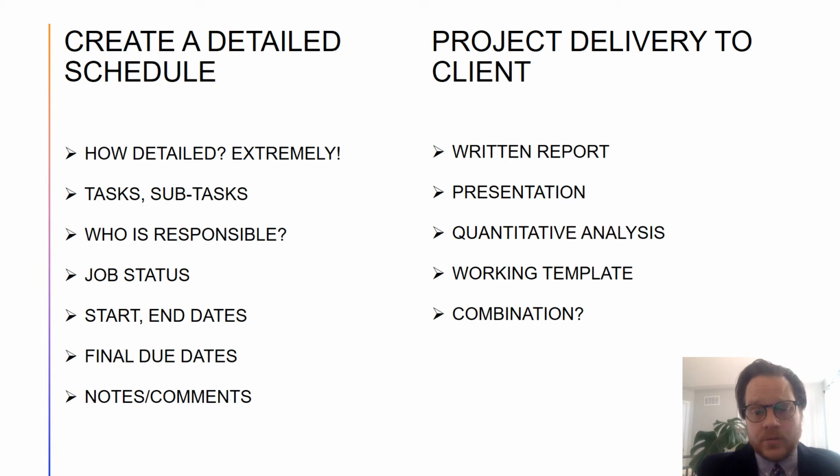And then include a column for notes and comments, just so you can make comments along the way that might help in future deadlines. And then lastly, when you're planning, you want to consider how you're going to deliver the final project to your client. It could be in the form of a written report, a presentation, some kind of Excel spreadsheet or quantitative analysis. It could be a working template where you're giving a client, say, a spreadsheet where they can enter in numbers and play around with sales forecasting or price models, things like that. Or it might be a combination. And being aware of how you're going to deliver the final product to your client is key, because it will help eliminate unnecessary work.